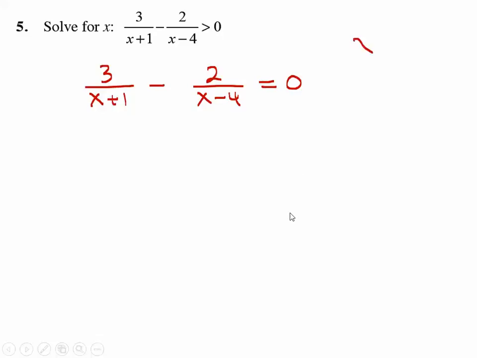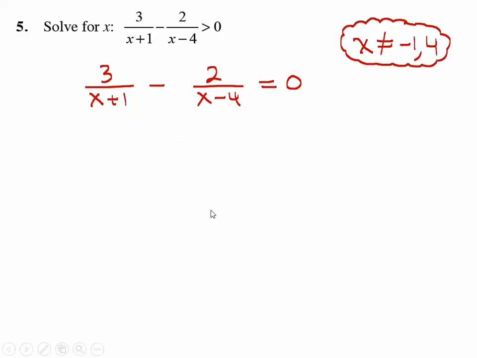Alright, before I do anything else, what can x not be? So going over here, x can't be negative 1, because negative 1 plus 1 gives you the 0, and x can't be 4. Right there, we're good there. Okay, now again, we're going to have 2 open dots here then.